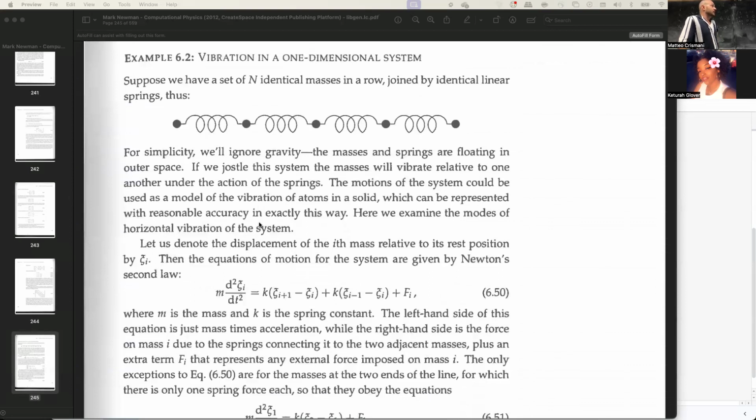So let's talk about this one, because this one might be relevant to what folks are doing for their final project. Let's say you have a structure and you have identical masses in a row joined by identical linear springs. What would that be similar to, say, physically?